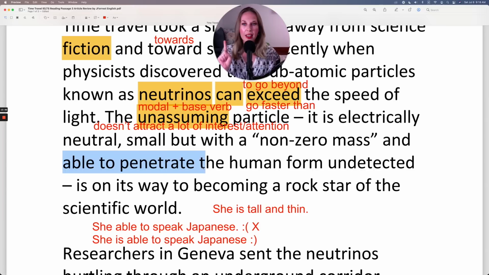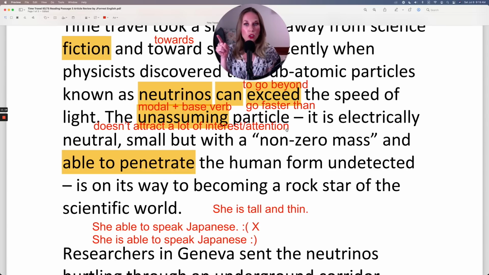So don't forget that with able to. And able to penetrate, when you penetrate something, it simply means you go into. So let's say I'm putting cream on my skin. When the cream goes into my skin and you can no longer see it, it means the cream penetrated my skin. It went into my skin.